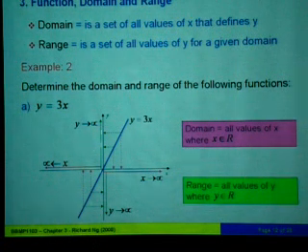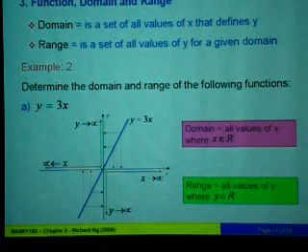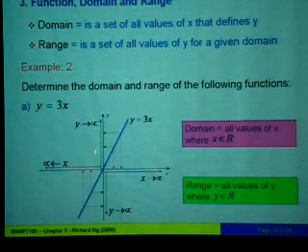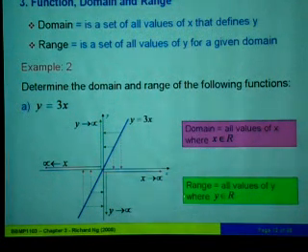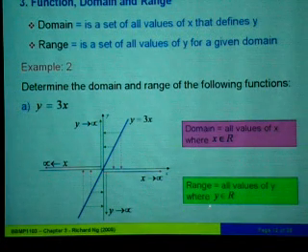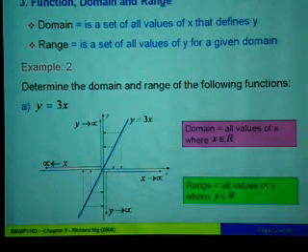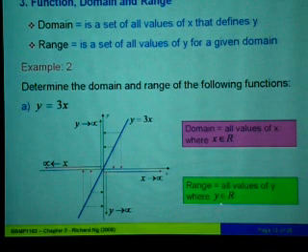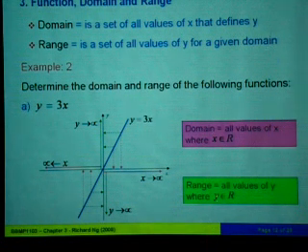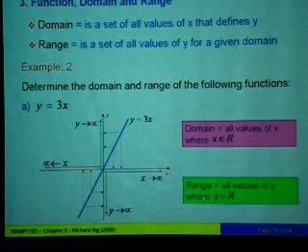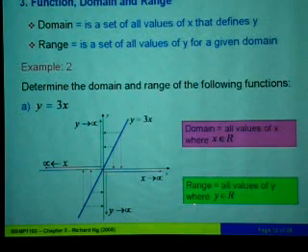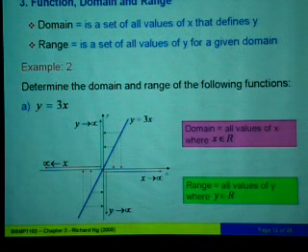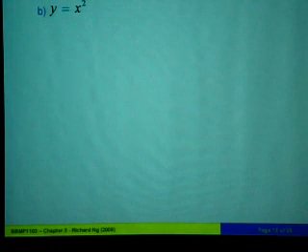In other words, the value of y can be any value on the y-axis, without any ending. Therefore, we can say the range is all values of y, where y must be a real number. So as long as y is a real number, then we can say the range represents all the y values. Okay? Right, let's look at example B here.